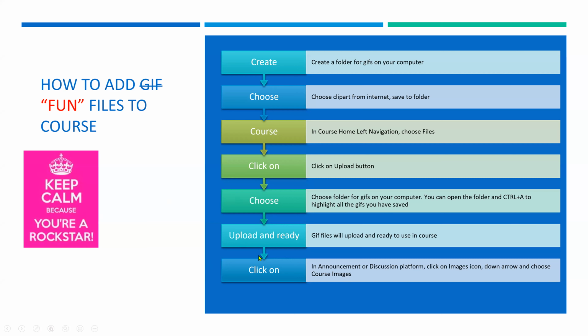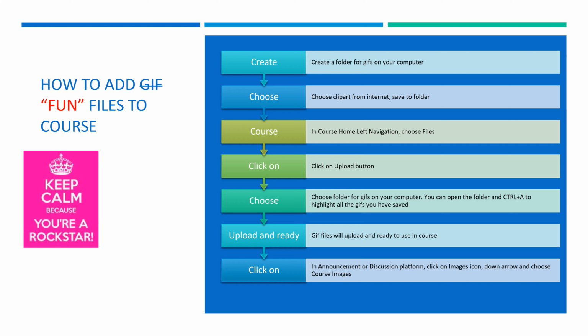So this one I said how to add in GIFs, and then I scratched out the word GIF and just said how to add fun files to a course. Because sometimes people may not know how to add in those cool little GIFs. Well, the first thing I do is create a folder for GIFs on my computer. So then I choose different clip arts that I find on the internet, and I save them to my folder. Then I go to the course home, and in the left navigation, I scroll down and choose files. I click on files, and then I click on the upload button.